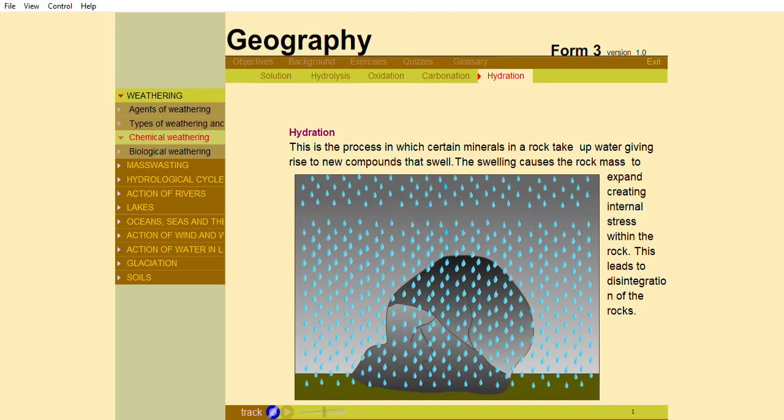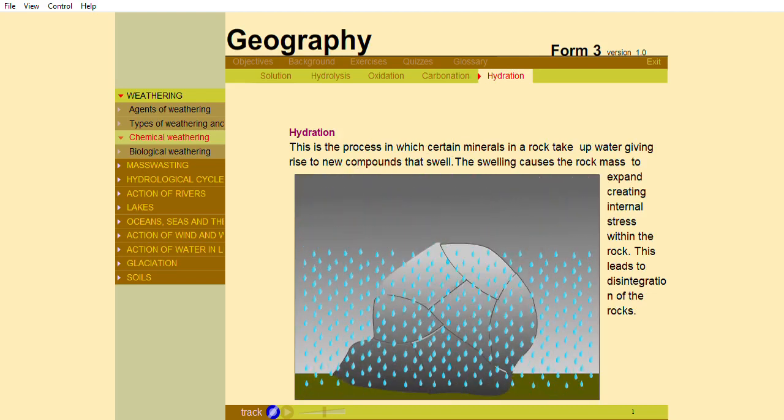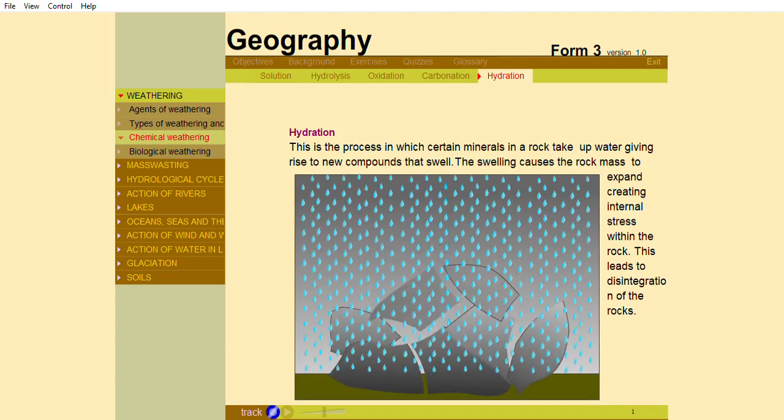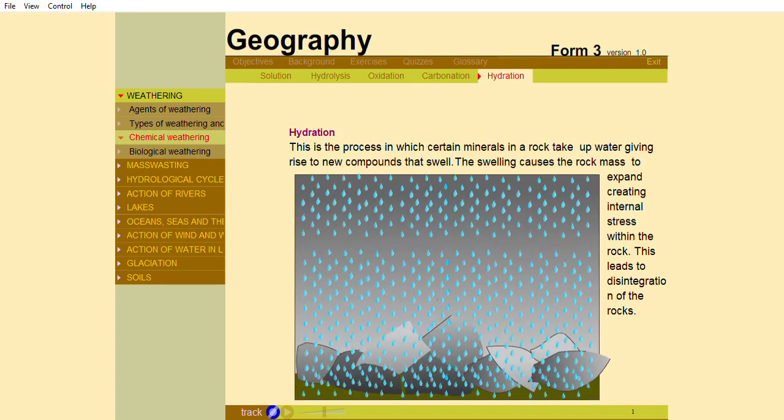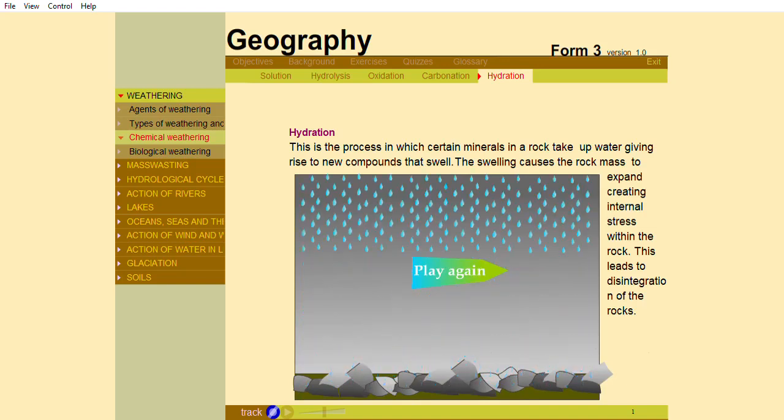Hydration. This is the process in which certain minerals in a rock take up water, giving rise to new compounds that swell. The swelling causes the rock mass to expand, creating internal stress within the rock. This leads to disintegration of the rocks.